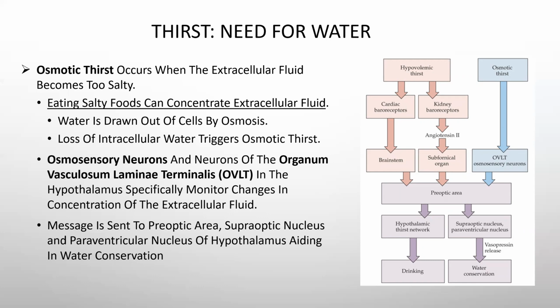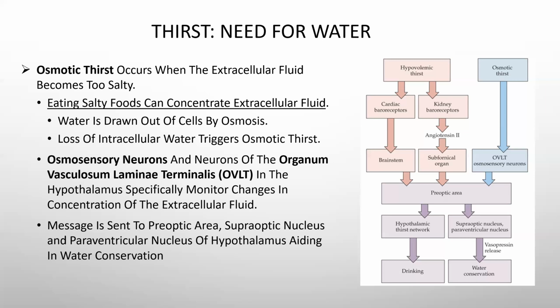So osmosensory neurons and neurons of the organum vasculosum laminae terminalis. That's a handful, OVLT. I'm glad they have an acronym for it. In the hypothalamus, again, we're focusing on the hypothalamus here. Specifically monitor changes in concentration of the extracellular fluid. Message is then sent to the preoptic area, supraoptic nucleus, and paraventricular nucleus of the hypothalamus, aiding in water conservation.